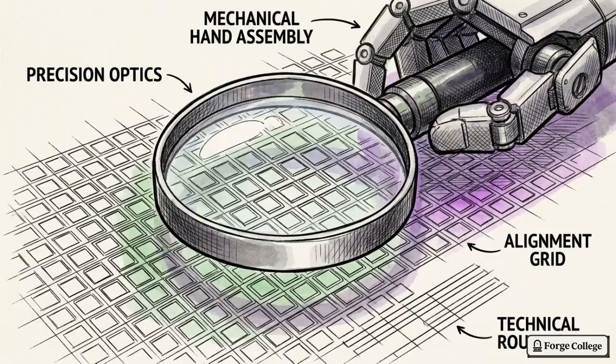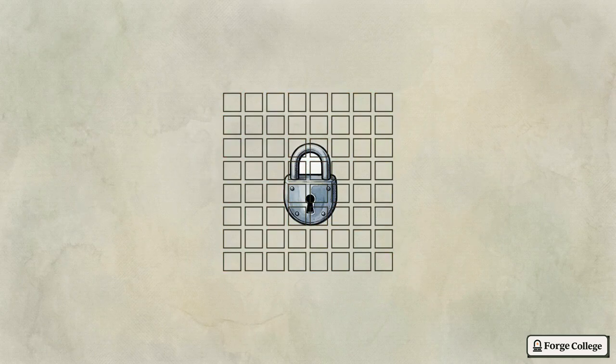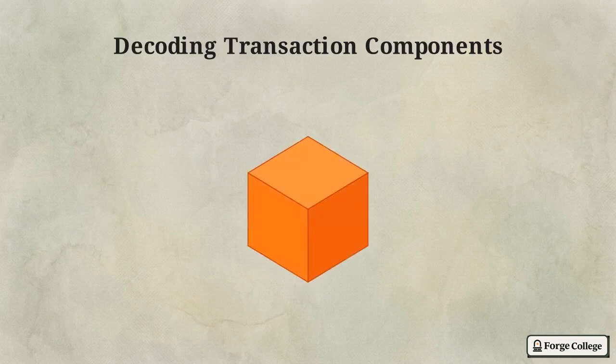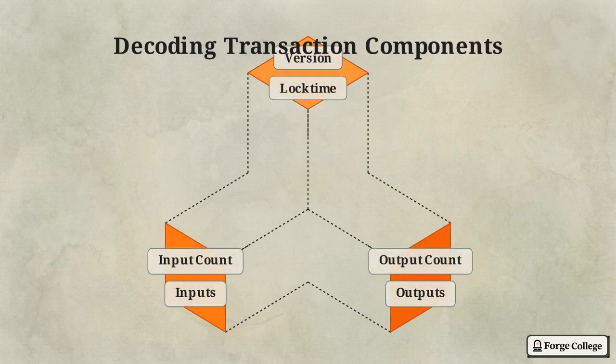Learning this process gives you a precise understanding of how each specific byte of data dictates the rules and security of the Bitcoin network. In our next lesson, Decoding Transaction Components, we will use this framework to take a real, finished transaction and pull it apart piece by piece to see how it was made.